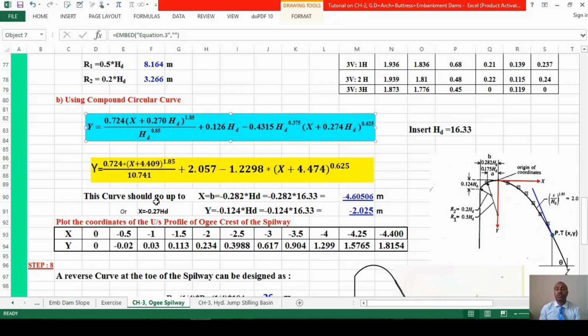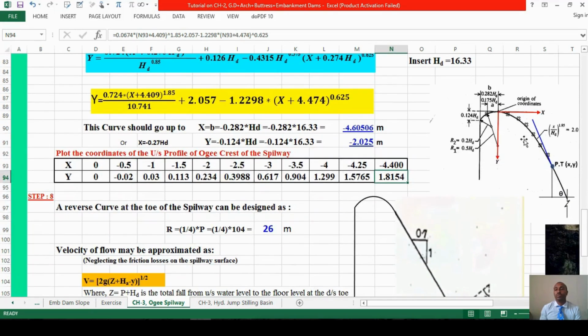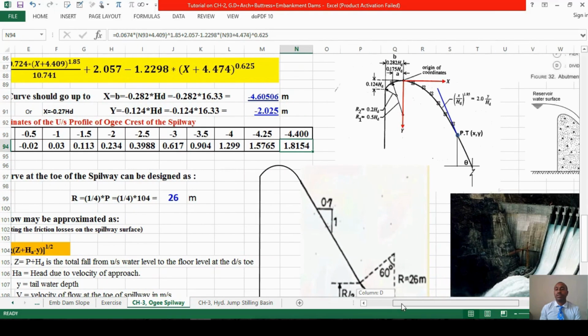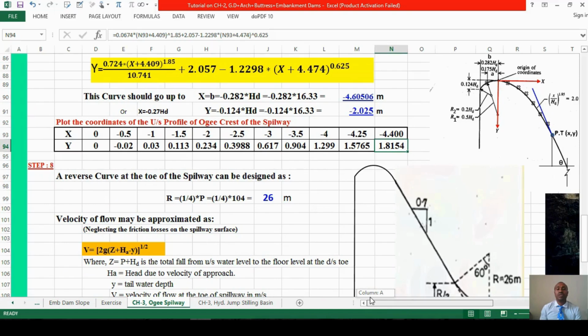But this curve should go up to B equal to 0.282 HD, which means in this direction, with X in this direction and Y in this direction. So you can just substitute in the equation and finally you get the value. You plot similarly.